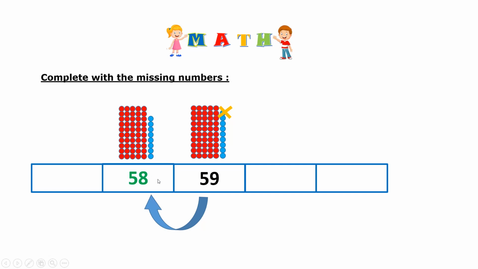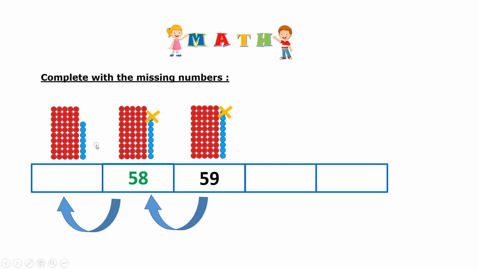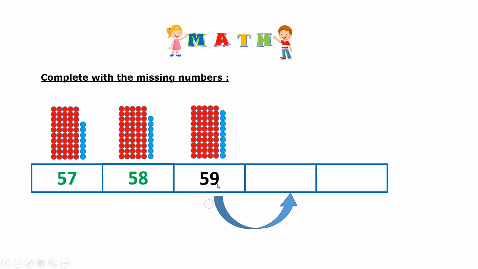Great job. Now, what's the number that is just before 58? Okay, the number that is just before 58 is the number that has 1 marble less. Okay, so I will remove 1. I will have what? I will have 5 tens and 7. Great. So before 58, it's 57. Great job.